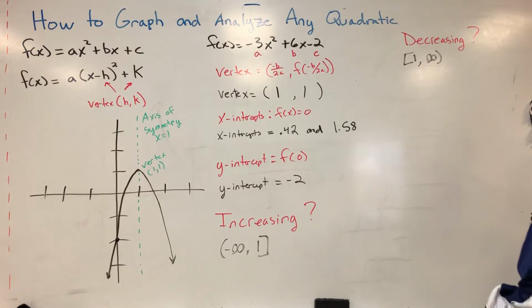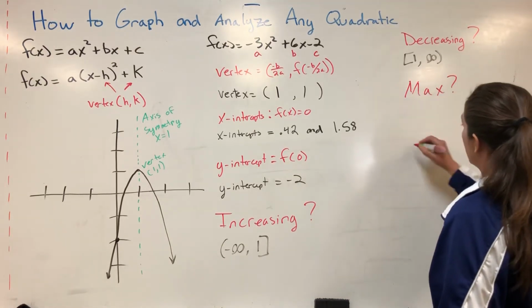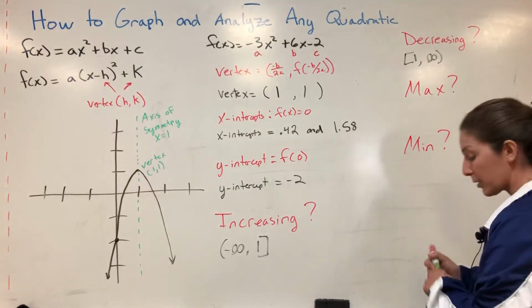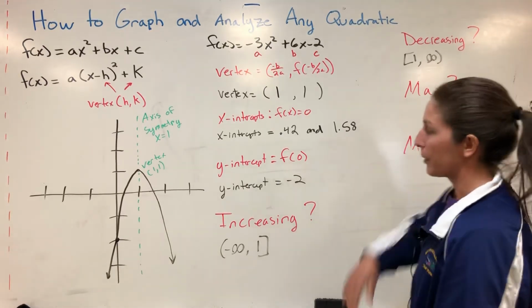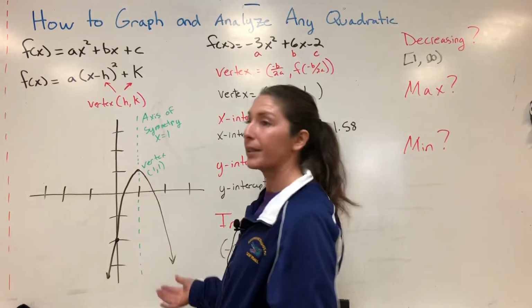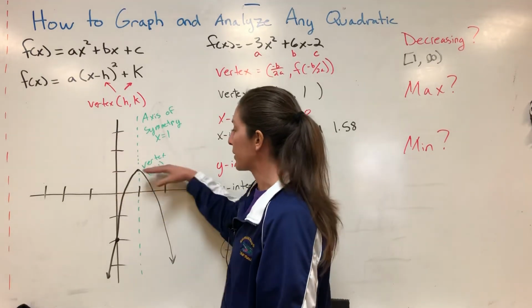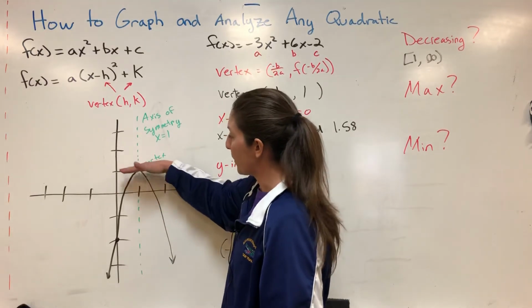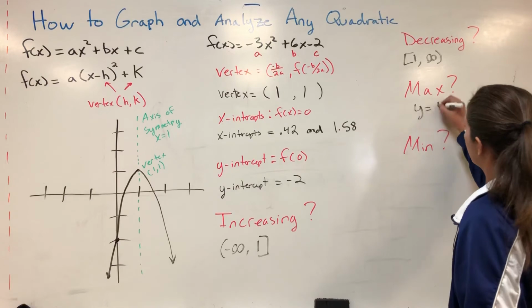The other thing I want to know is maybe where's my max, and where's my min? Maxes and mins are super important. Where's my max? The max is the highest point. Where's the max on this graph? It's right here, y equals 1. So my max is y equals 1.